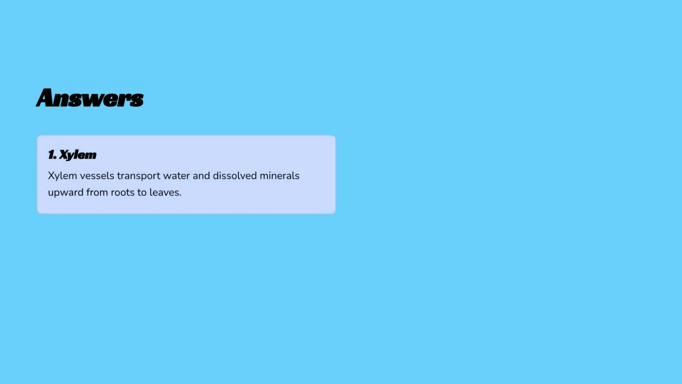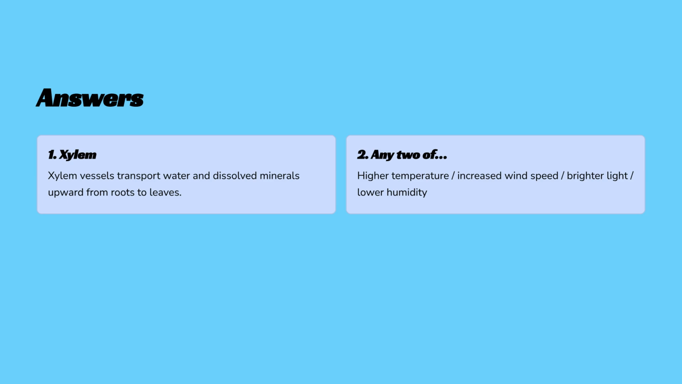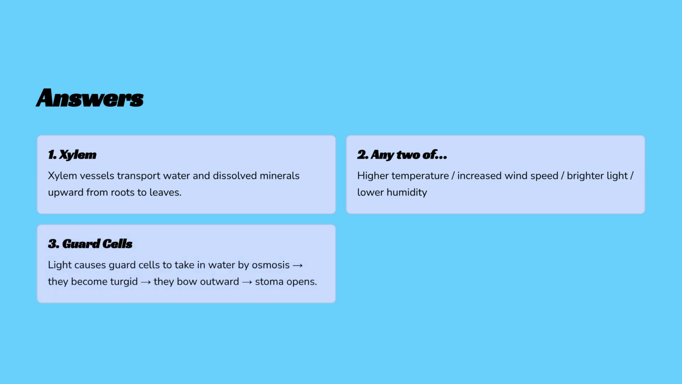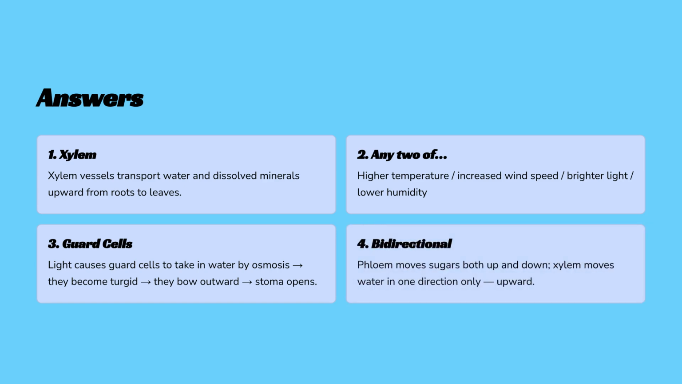The correct answers are 1. Xylem. 2. Any 2 of higher temperature, increased wind speed, brighter light, or lower humidity. 3. Light causes guard cells to take in water and become turgid, which opens the stoma. 4. Phloem moves sugars both up and down, while xylem moves water upward only.